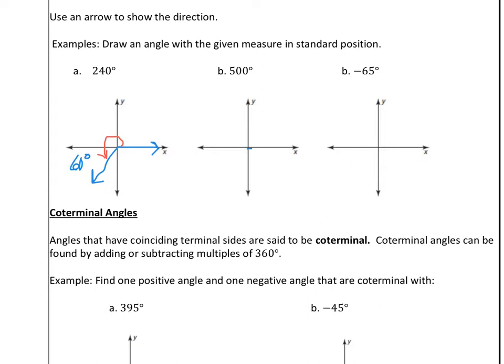I'm going to start on the x-axis, my initial ray. For 500 degrees, I'm going all the way around the circle because that's more than 360 degrees. But how much more? 500 minus 360 is 140 degrees. So I need to go all the way around the circle and then 140 degrees farther. I'll use my red curved line to show that. Those are supposed to be straight lines, just so you know.